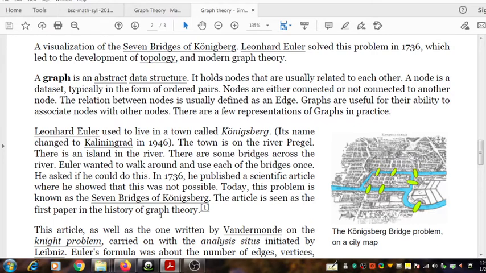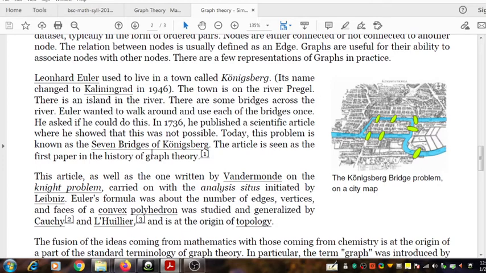He tried to cross all the bridges, and he wanted to reach back to the starting point by crossing the bridges exactly once. That was his problem. Later he tried to solve this problem, and he found that it is not possible to travel along the bridges satisfying that condition. And later he published the answer to the problem in an article.